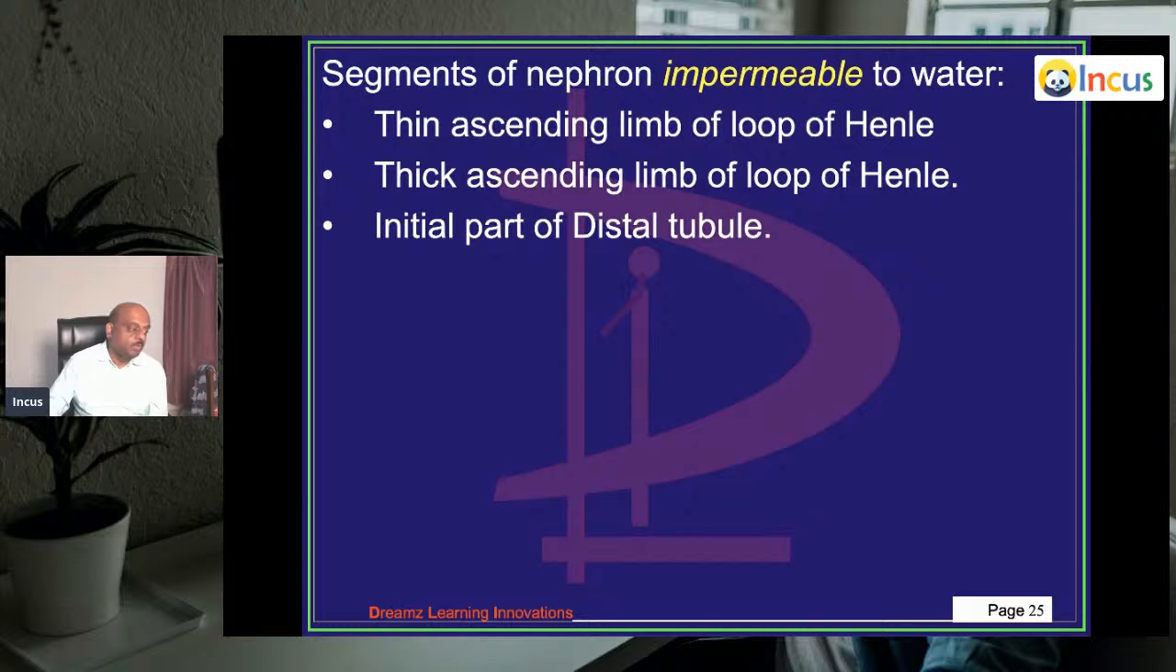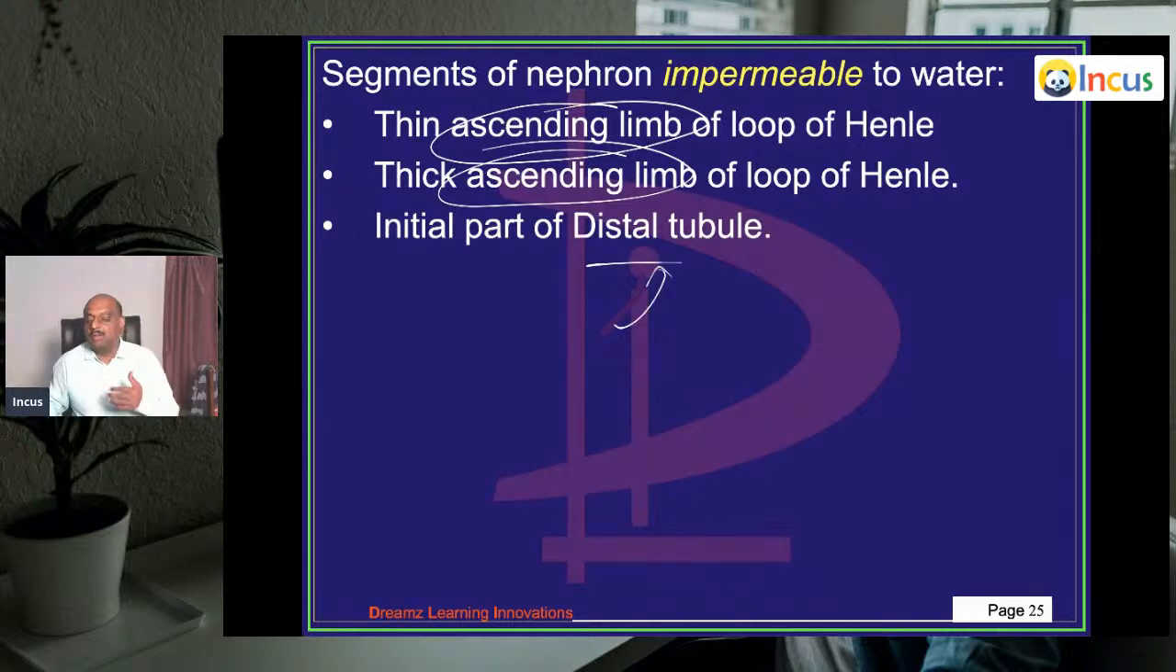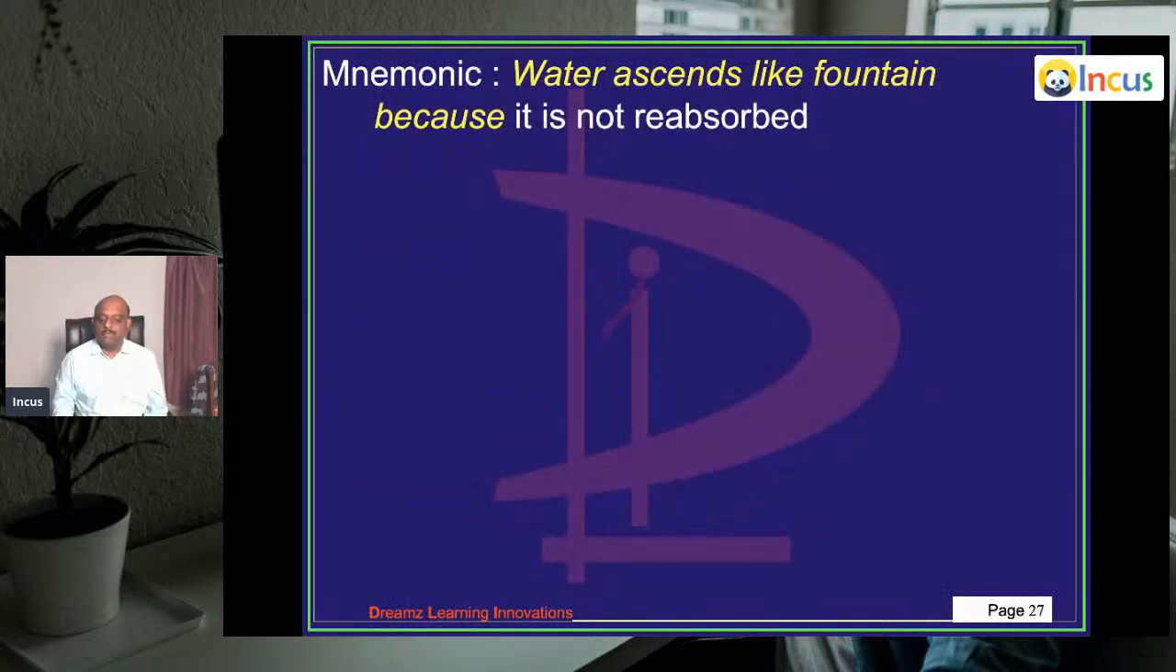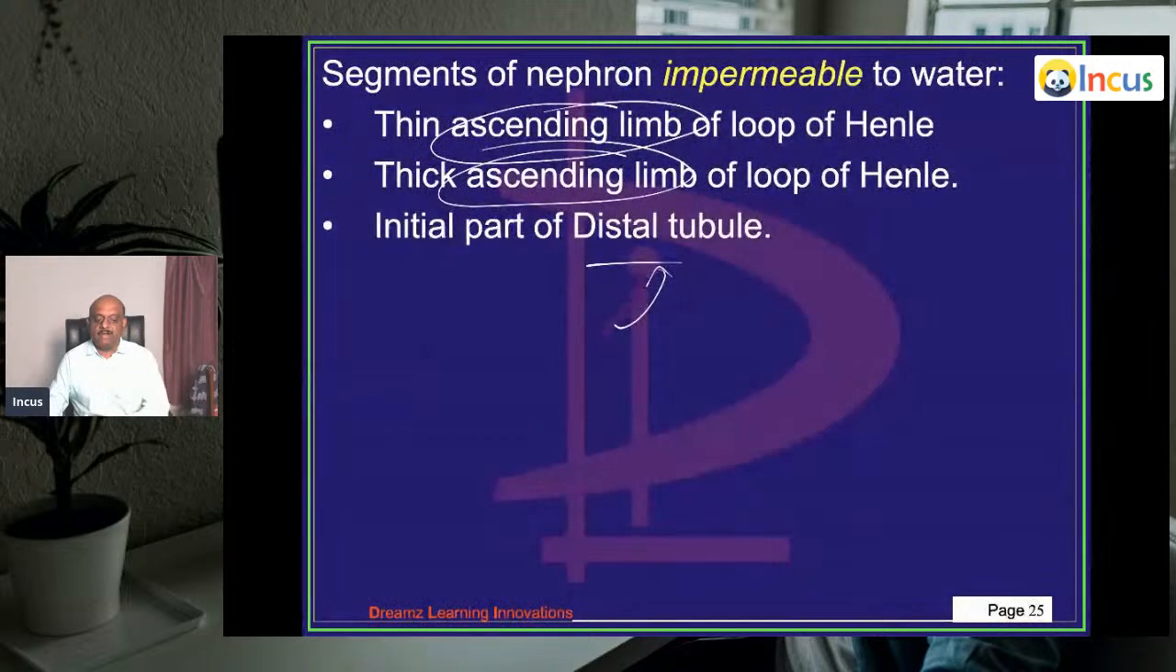So you should remember, which segments of the nephron are impermeable, and which segments are permeable. The thin ascending limb of loop of Henle, thick ascending limb of loop of Henle, and initial part of the distal tubule, they're all impermeable to the water. So you should know, water ascends like a fountain because it is not reabsorbed. That's the easy way to remember.